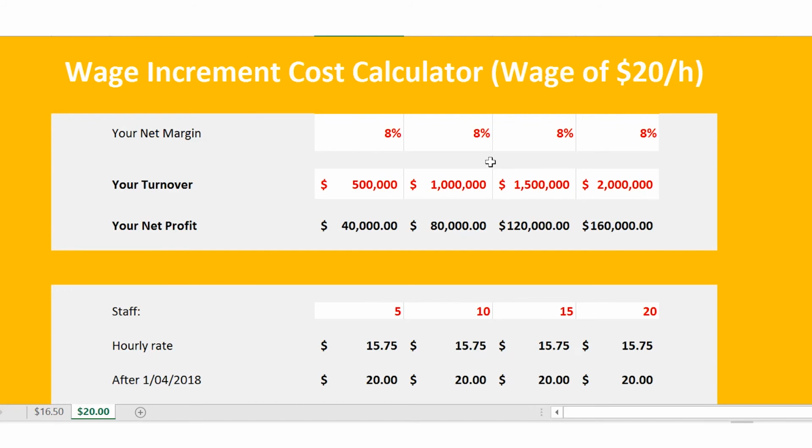As you can see, again, you can play with these numbers and see how that's going to affect things. The main things that you can change are your net margin, so manage your expenses very well, and increase your turnover. These are the different ways that you can change it so you'll be less affected.